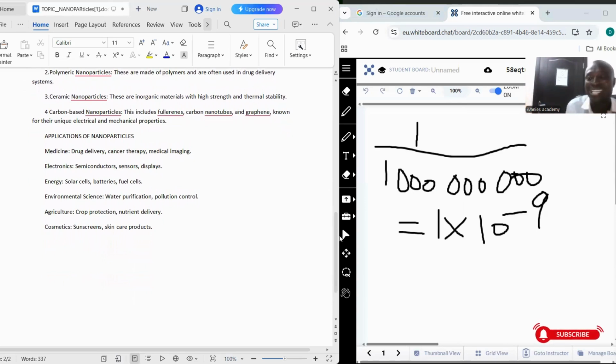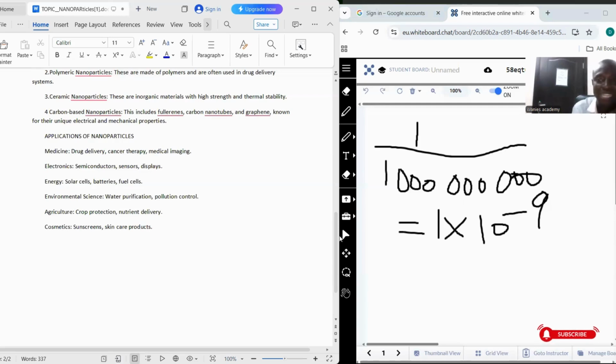Then they are also used in electronics. For example, we use them in making semiconductors, which of course we use in electronics. Then they are also used in sensors and displays in making electronic gadgets. Then they are also used for energy sources. For example, they are used in solar cells. They are used in batteries and fuel cells. So that means they are used in energy sources.